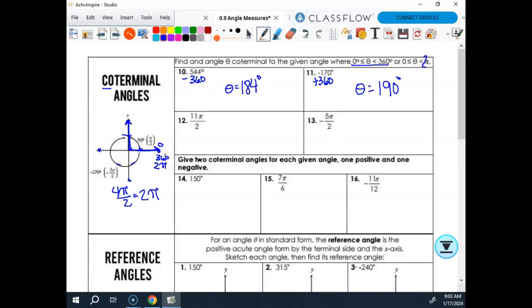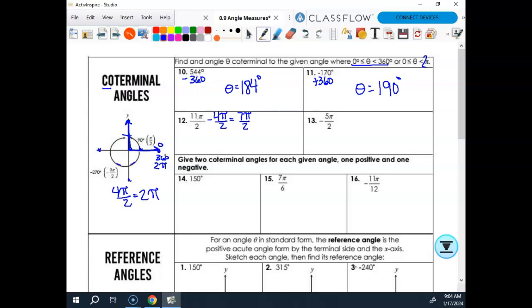So 11 pi halves. Do you think that that is more or less than 2 pi? More, because if I actually divided 11 by 2, that's 5.5, right? That's more than 2. That's all I really care about. So I'm going to have to subtract, but I'm going to do the halves, minus 4 pi halves. That's going to give me 7 pi halves. Now remember, our answer needs to be between 0 and 2 pi. Is 7 pi halves between 0 and 2 pi? No, because 7 divided by 2 is 3.5, right? So it's more than 2 pi. That's how you can kind of figure it out easily, right?